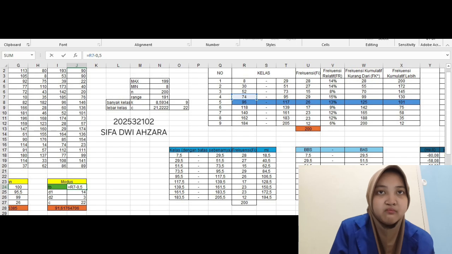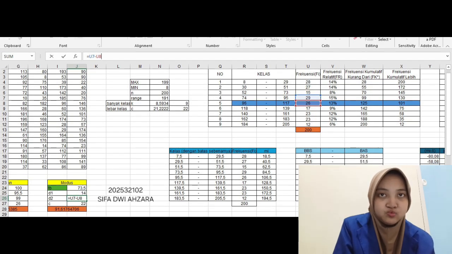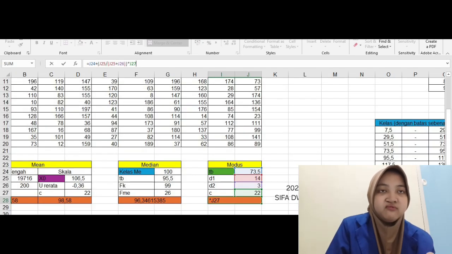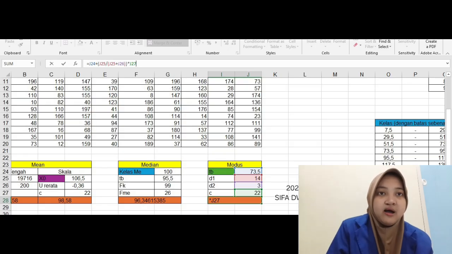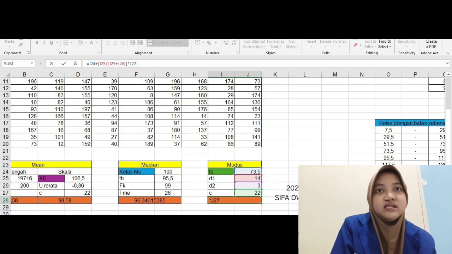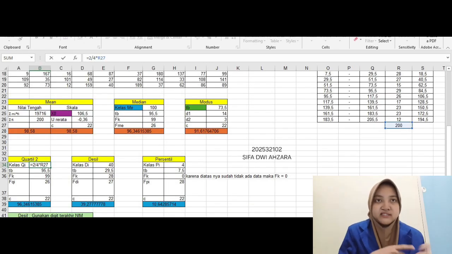Next, we calculate the mode. We identify the modal class, then calculate d1 and d2. The mode formula is Mo equal Pd plus d1 divided by d1 plus d2 times C. And the result is 91.61.